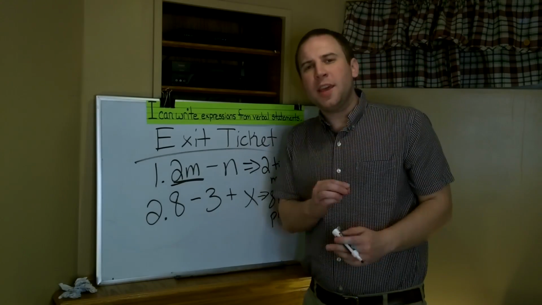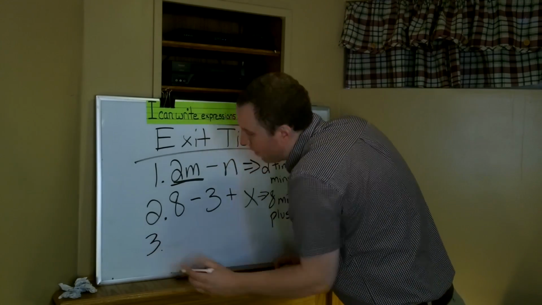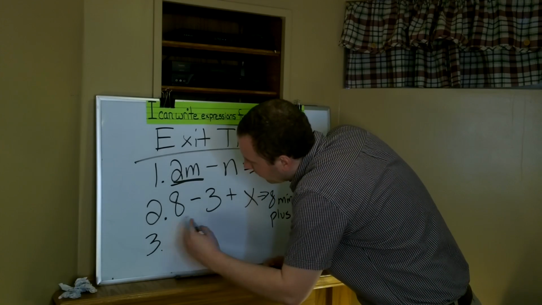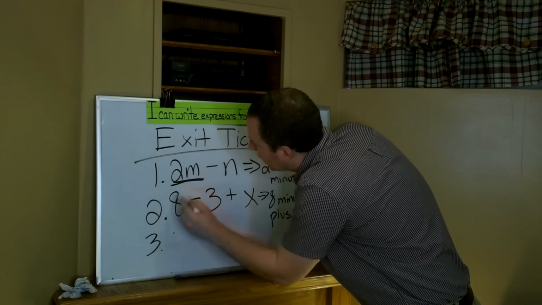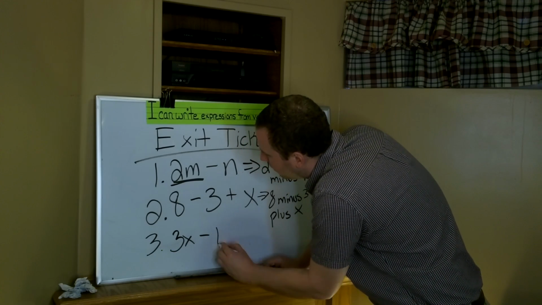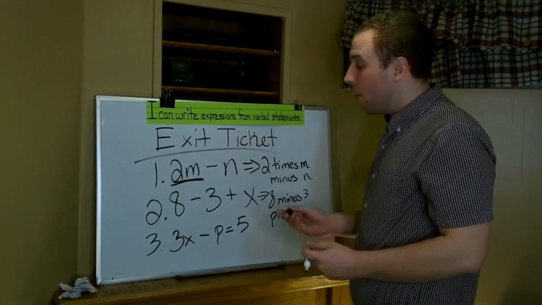Now, one thing before we finish and wrap up today is I want you to look at one more problem. I thought I had you going there. Let's say, let's go back to our first one. Let's say I have 3x minus p equals 5. How would I go ahead and write that?